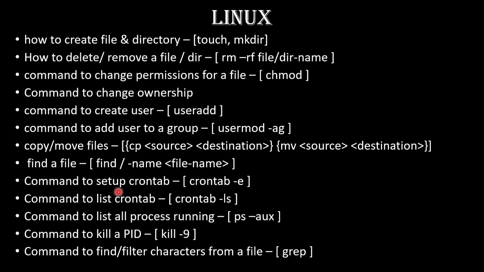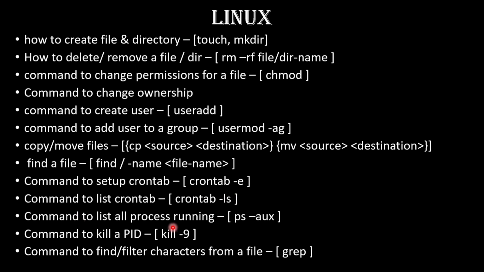If you have some commands that you want to run at a particular time, on a daily basis or on some schedule, we generally use crontab. To set up a crontab, the command is crontab -e. If you want to see all the cron expressions you have scheduled, use crontab -l. There is no S there, that was a mistake.